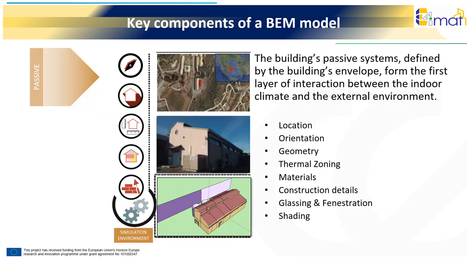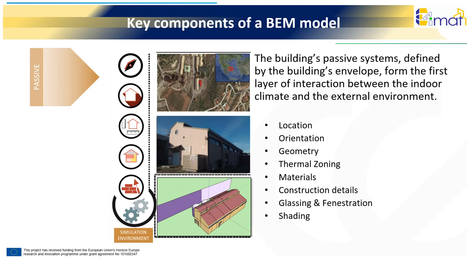The building's passive systems, often referred to as the building envelope, form the first layer of interaction between the indoor climate and the external environment. The definition of the passive systems begins with the building's location and orientation, which determines the degree of exposure of each facade to solar radiation, wind, and outdoor temperature variation. Orientation influences solar gains, daylight availability, and the building's ability to shield itself from overheating or heat loss. The site location offers context, such as surrounding shading elements and local microclimate, which also plays a key role in the performance of passive systems.